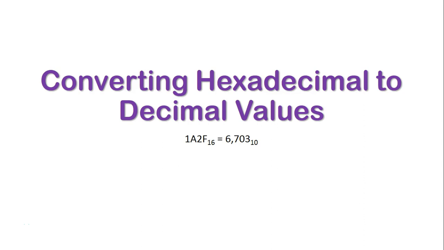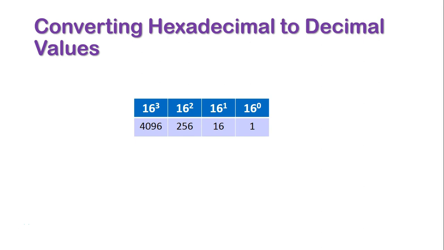We're now going to take a look at converting hexadecimal values into decimal values. First, we need to understand the 4-bit setup of a hexadecimal value. Basically, the value on the most right is 16 to the power of 0, which is equal to 1. The next bit is 16 to the power of 1, which is equal to 16. Then 16 to the power of 2, which is equal to 256. Then 16 to the power of 3, which is equal to 4096.